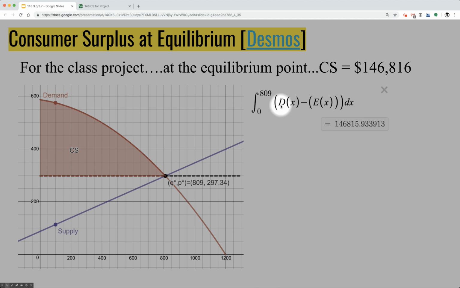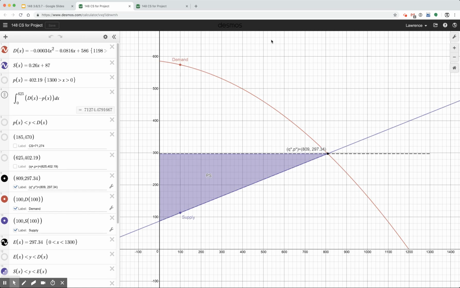So if I plug in the demand function and then I subtract off 297.34, I will get some polynomial. I can find antiderivatives. I can use the fundamental theorem of calculus, and I should get this number. And I'll leave that to you because that's something that you should practice for your project. You should be able to do that by hand, both for the project updates and also for the potential exam questions. I'm just doing it in Desmos to make this a little bit more efficient. But this is what it actually looks like in Desmos.